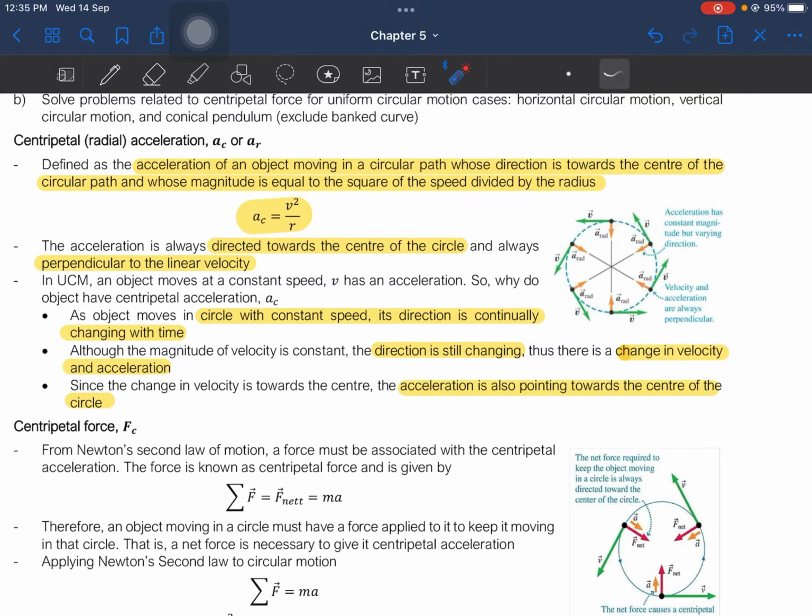So make sure you write down AR or AC, and don't write just A. That is the linear acceleration. We want the radial acceleration.